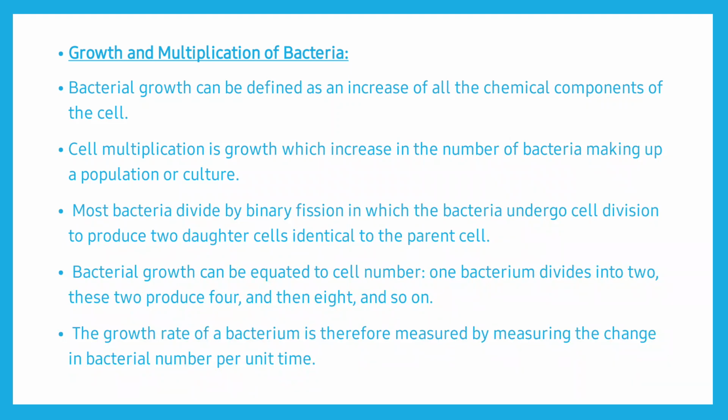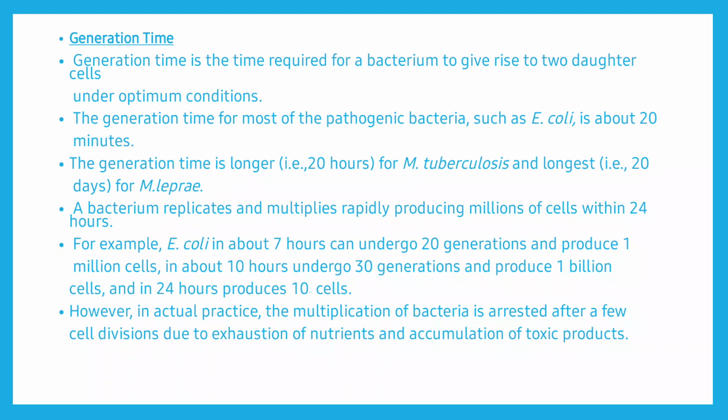Bacterial growth can be equated to cell number. One bacterium divides into two, and 2 produces 4, and then 8, and so on. The growth rate of bacteria is therefore measured by measuring the change in bacterial number per unit time, called generation time.